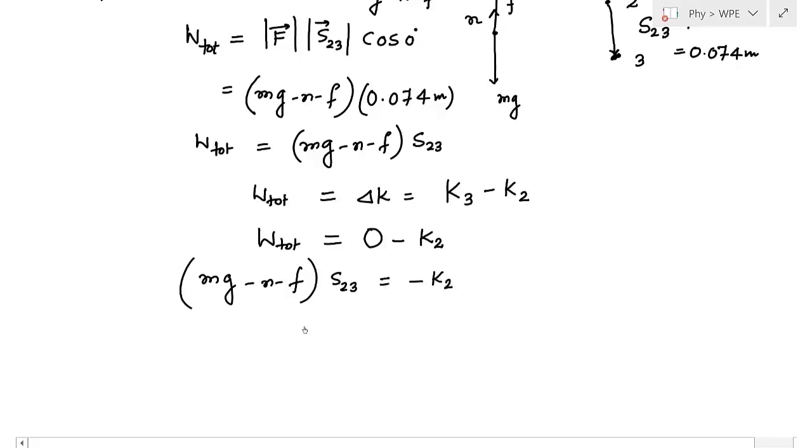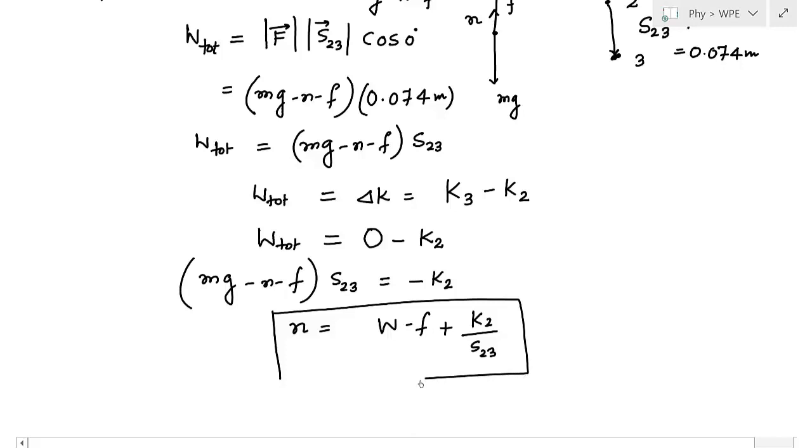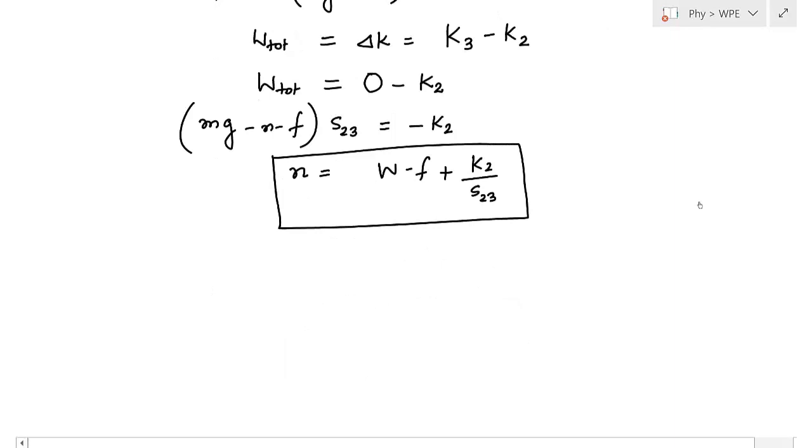Now if you solve, you can calculate n from here. So you can write n is equal to W minus F plus K2, and this divided by S23. So if you simplify, you can calculate the normal reaction. So this is the normal reaction we have when this hammer is falling from point 2 to point 3. Now we can plug all these values in, and then we can get the normal reaction.